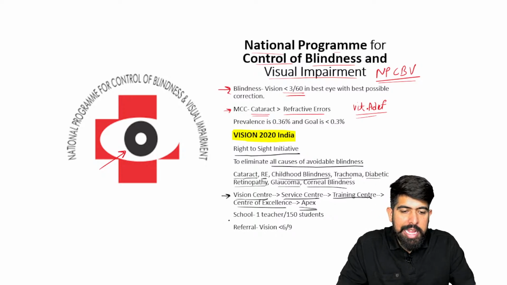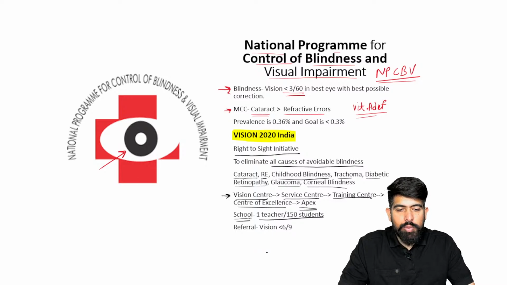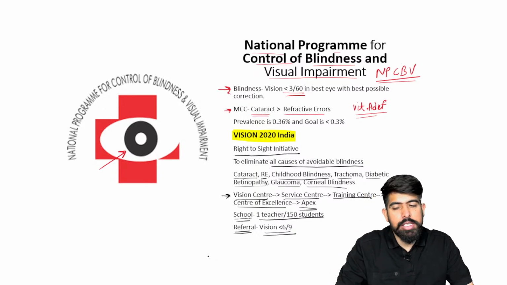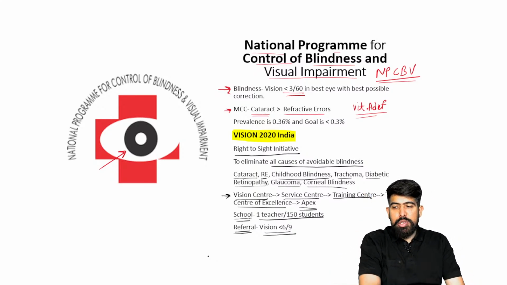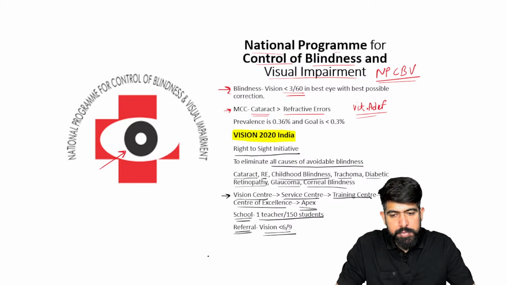For running this program in the school, there should be one teacher available for every 150 students. What is the referral from the school to the vision center for the child? If the child has vision less than 6/9, the child is referred from the school to the vision center.